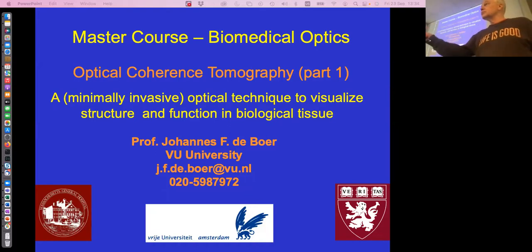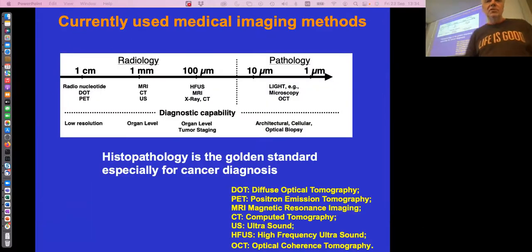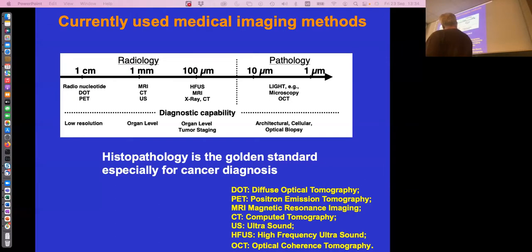And I will explain to you a lot of the details and what you can do with this technology. But first, let's put this into context. If you look at the currently used imaging techniques in medicine, I've made a list here with their respective resolutions and what you can see in terms of pathology with that resolution. If we start here with diffuse optical tomography, I won't discuss that, but photon emission tomography, I'm assuming you're all familiar with that.